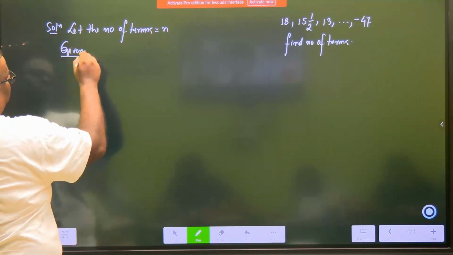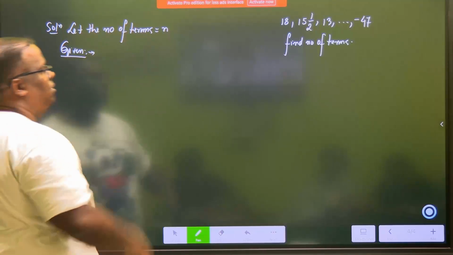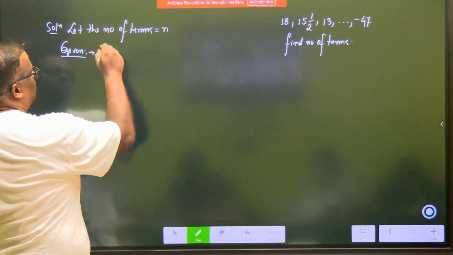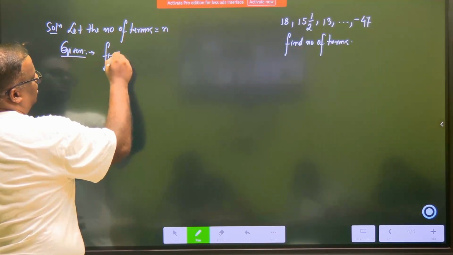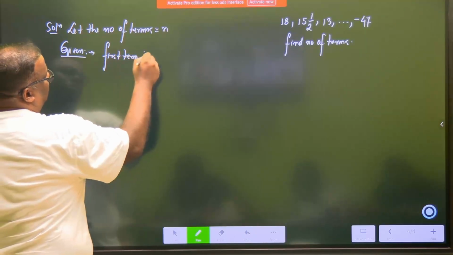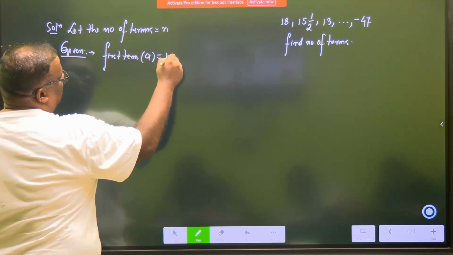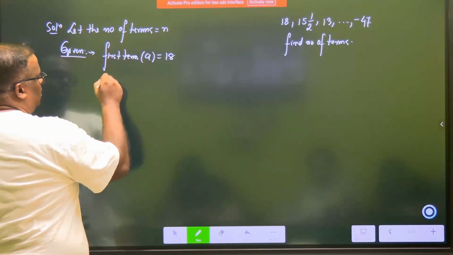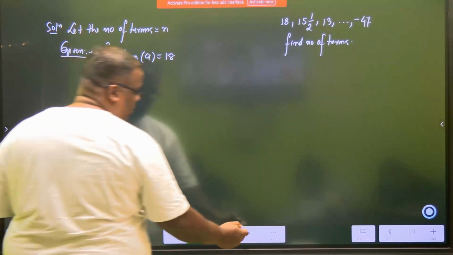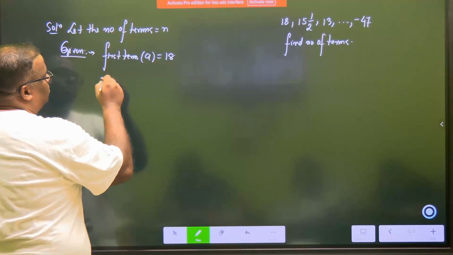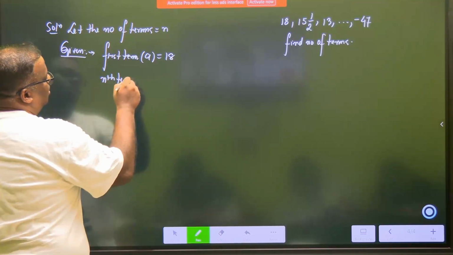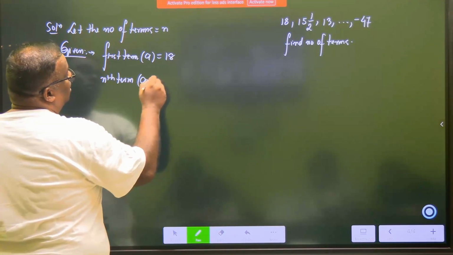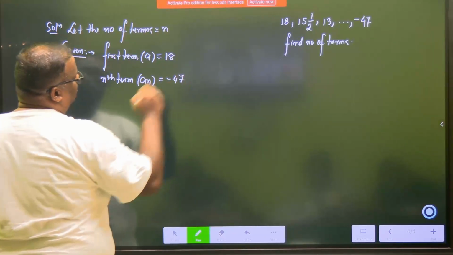Same problem like the previous one. Rishika, you can pay attention from this problem also. Given first term. First term is always a, which is equal to 18. Then last term or nth term, you can say, an is equal to negative 47.